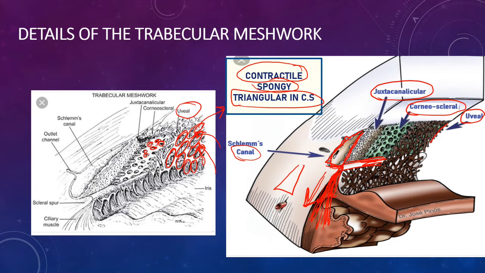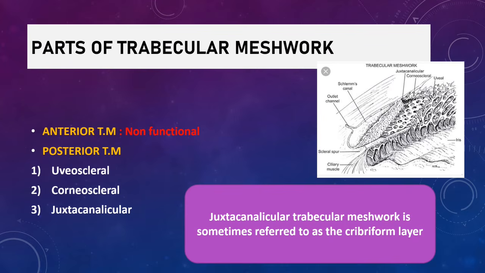Okay, so it looks triangular in cross section, and the apex of this trabecular meshwork is present towards the cornea, and the base, as you can see, is present towards the scleral spur. The parts of trabecular meshwork, as I told you, those are the parts of the posterior trabecular meshwork. There is also anterior trabecular meshwork, which does not have much function.